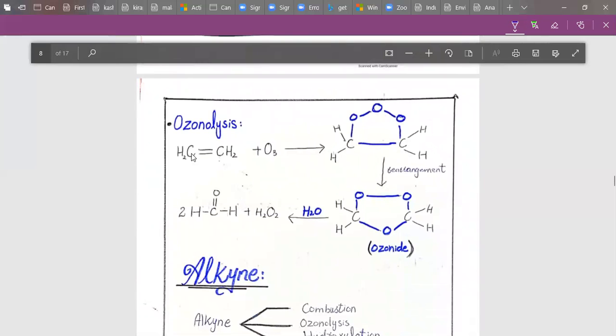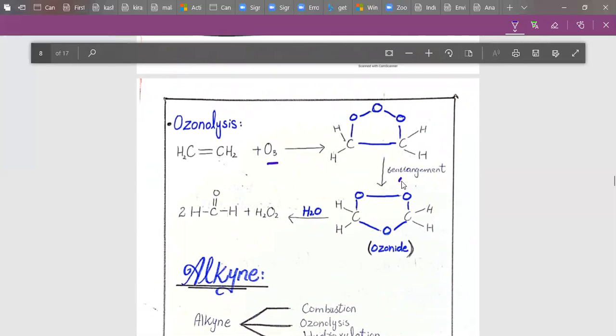Ozonolysis. Now we take an alkene in the presence of ozone. So the alkene in the presence of ozone forms this compound. This compound is highly unstable. So for stability, it rearranges itself, and then we get an ozonide.